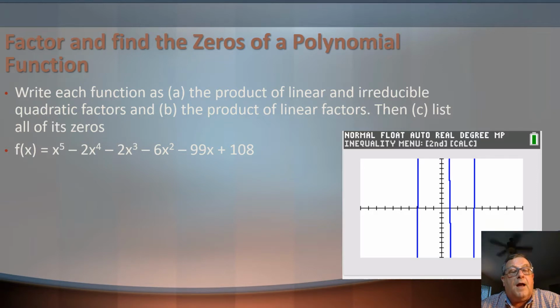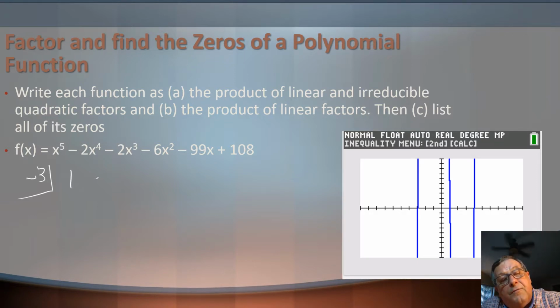All right, this time I got x to the 5th. That's my leading term, so I know I got 5 zeros of some type, either real, imaginary, whatever. Minus 2x to the 4th, minus 2x cubed, minus 6x squared, minus 99x plus 108. And I'm looking, I think I've got real zeros at -3, 1, and 4. So let's first synthetically divide using -3.